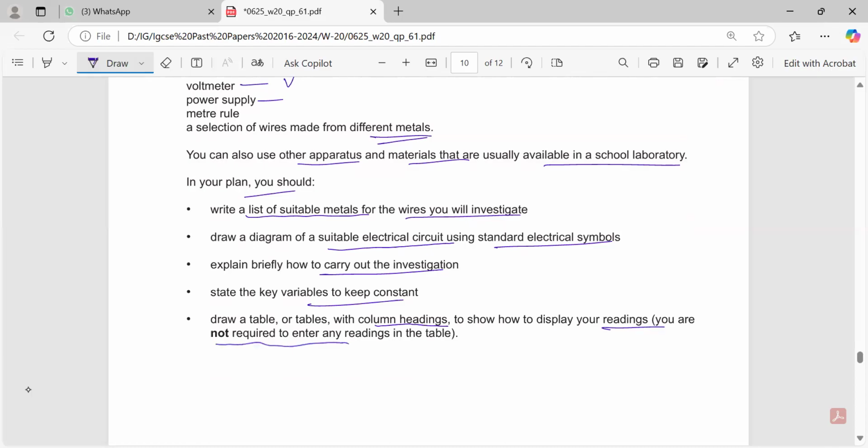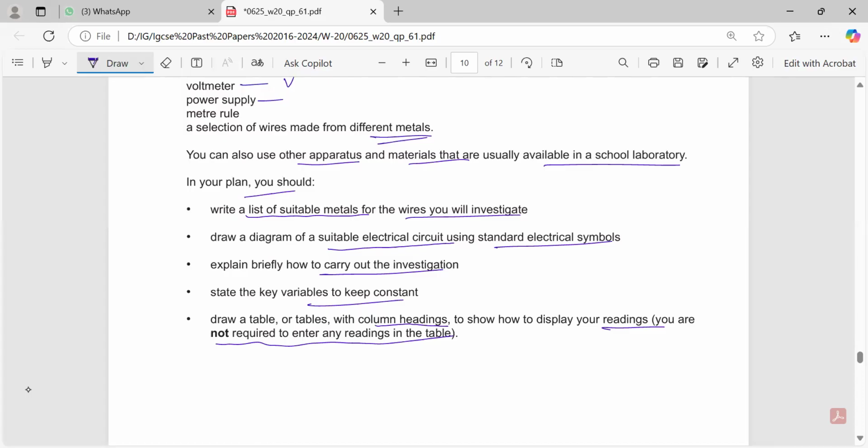You are not required to enter any reading in the table. Please, the students are habitual, even in the mock exams which we are conducting in our schools. If the students are trying to write numerical values in one column or two columns, you are not performing the experiment. When you are sitting in the examination hall, you are describing the experiment, you are not conducting the experiment. So how can you put numerical values into the table columns? Never make this mistake.